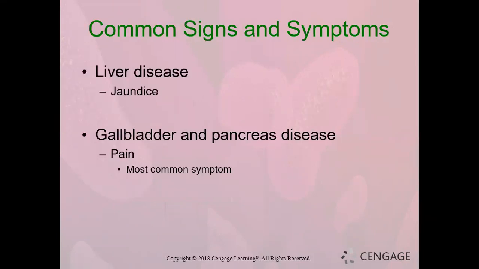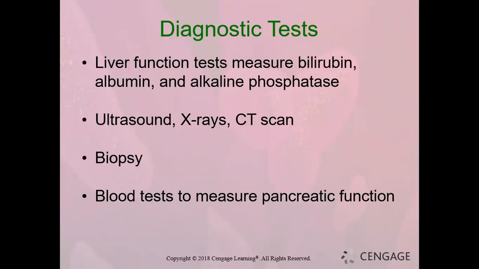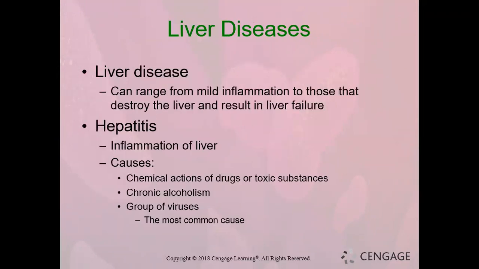There are different signs and symptoms of problems when you have liver disease. You're going to be jaundiced or yellow. Gallbladder and pancreas disease, pain is the most common symptom. Sometimes no symptoms. They're going to do ultrasounds, just like many of the other things that we do, blood tests, liver function tests. Liver disease can range from mild to those that destroy the liver and ultimately result in death.